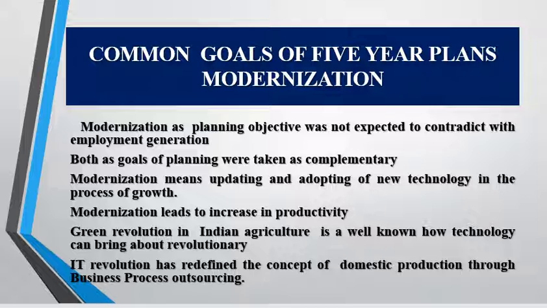When there is modernization, it means there is an increase in productivity. So there will be more demand for labor and more employment generation. Modernization means updating and adopting new technology in the process of growth. When we adopt the latest technology, it will reduce our cost and there will be an increase in productivity, like the green revolution which has taken place in Indian agriculture. They focused on adopting modern technology in agriculture, so production in agriculture went up. There was so much increase in output due to the adoption of modern technology. In the business sector, the IT revolution has redefined the concept of domestic production through business process outsourcing.